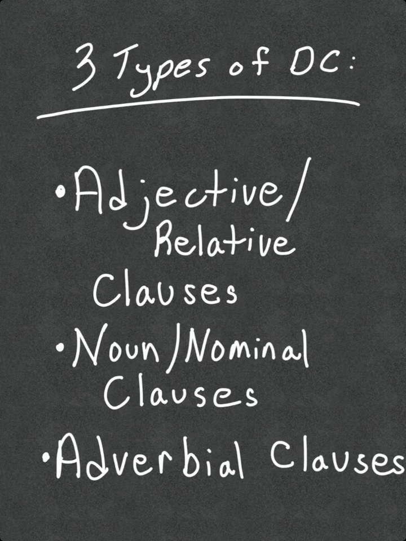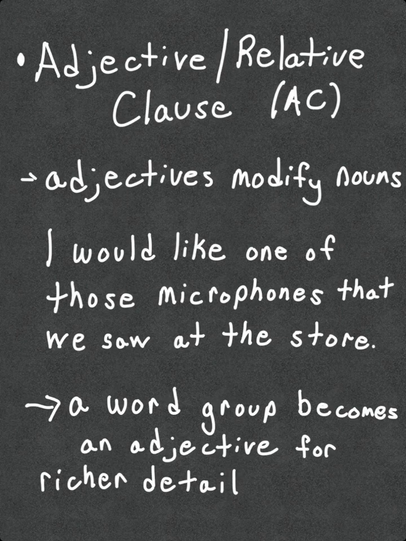There are three types altogether: adjective or relative clauses, noun or nominal clauses, and adverbial clauses. You do not need to know these terms unless you're an English teacher. It's more important to be aware of what they can do to help your writing. And wow, these are some powerful tools. First up, adjective or relative clauses. As we all know, adjectives modify nouns. And if you didn't know that, we have a video on it.